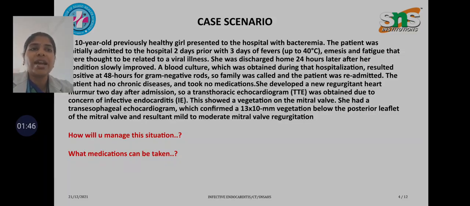So a transthoracic echocardiogram was obtained due to concern of infective endocarditis, and this showed vegetation on the mitral valve. She had a transesophageal echocardiogram, which confirmed 13 by 10 mm of vegetation below the posterior mitral valve leaflet and resulted in mild to moderate mitral valve regurgitation.